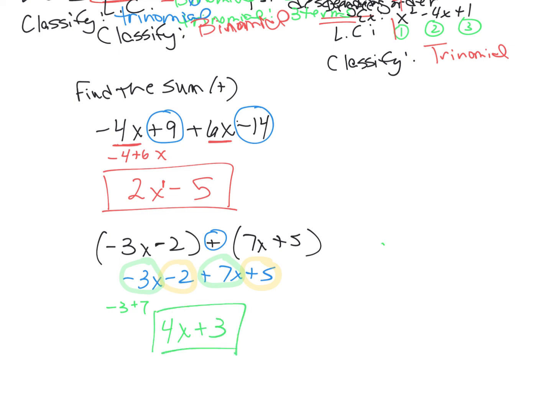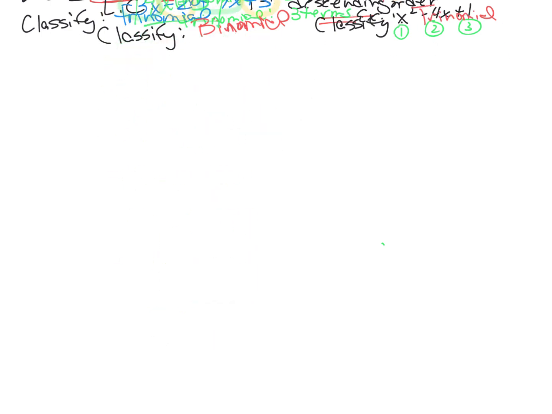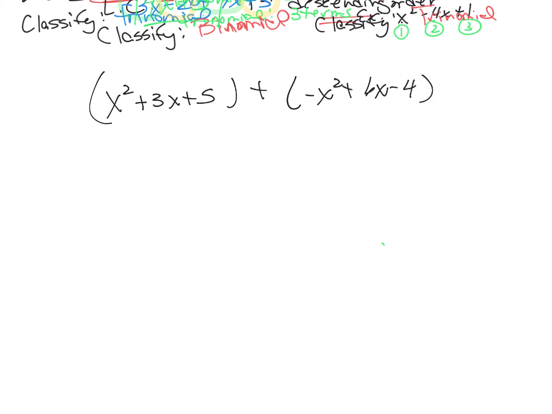Okay, so now let's look at some where we have like x to the power of 2 or whatever. So we're going to have x squared plus 3x plus 5 plus negative x squared plus 6x minus 4. Again, I'm adding, so my parentheses don't matter right now. So plus, minus, so I'm actually going to get rid of this addition sign because there is a negative right here. So I'm going to put negative x squared plus 6x minus 4.